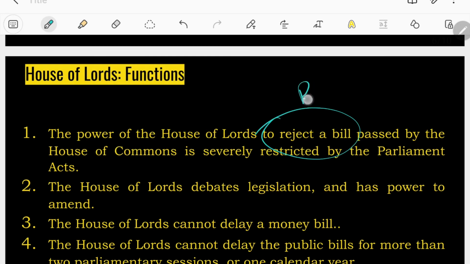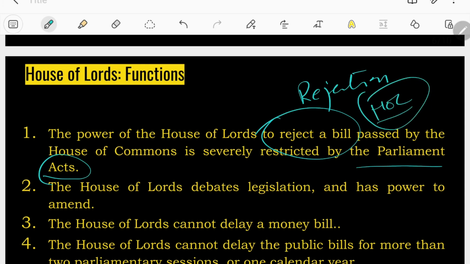However, the rejection has been limited by the Act of the Parliament. Now the Parliament of the United Kingdom, that means House of Commons, they have passed the legislation through that they can't reject law, or they can't reject a bill very much. So that is the way you can see here. So they have restricted their powers. Now what happens now? They can only delay.